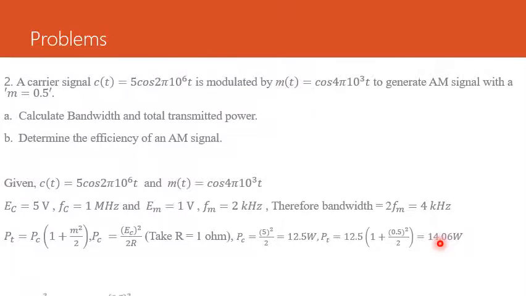So your total transmitted power is equal to 14.06 watts. Your efficiency is equal to m square by 2 plus m square, which is 0.5 square divided by 2 plus 0.5 square, which is equal to 24.39%. This is how we can solve this particular question.